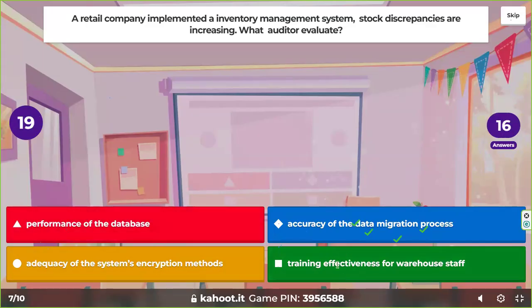First, you eliminate the two options: training and the performance of the database. I think it is not the right thing. Then, out of the two, the best choice is the accuracy of the data migration and the adequacy of the system encryption method. You have to find which is the best one.